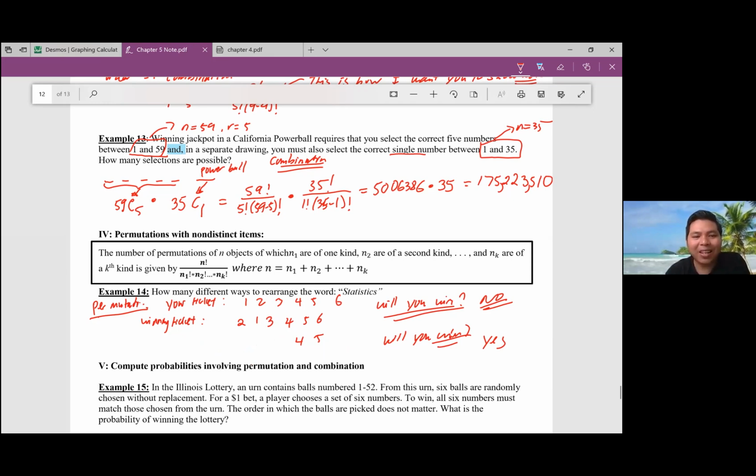But what really bothers me is that all the big jackpots are not in California. It's always somewhere else. Last time it was in South Carolina, right, and also in Michigan. So I haven't seen any big winning number in California yet.